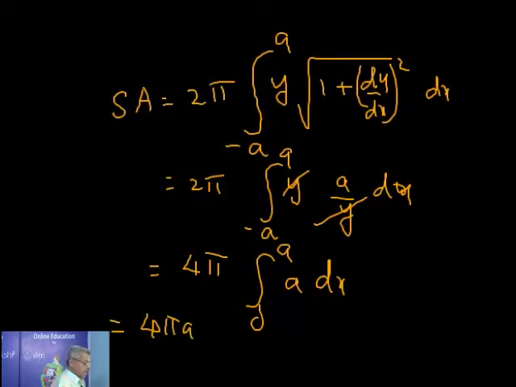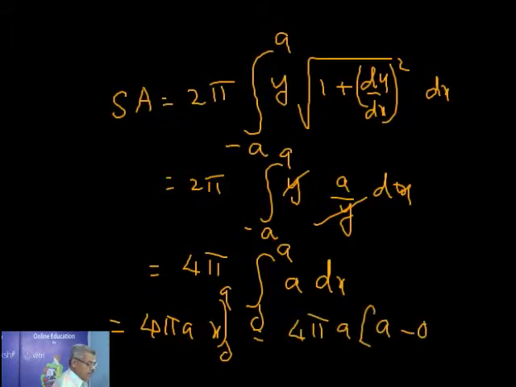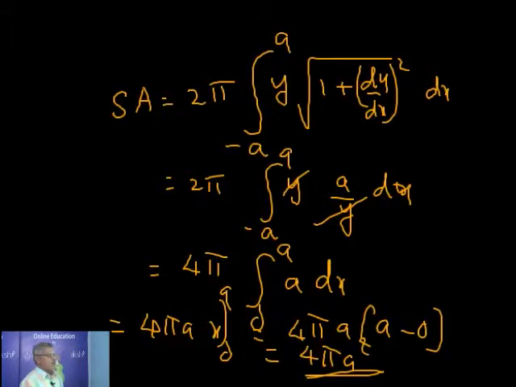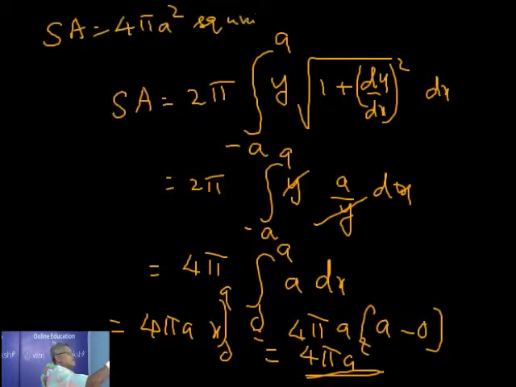Integrating 1 we get x. Applying upper limit and lower limit, we get 4 pi a times a minus 0. Upper limit is a, lower limit is 0. So upper limit minus lower limit, according to that definition, we get 4 pi a square. So the surface area of a sphere is obtained as 4 pi a square units.